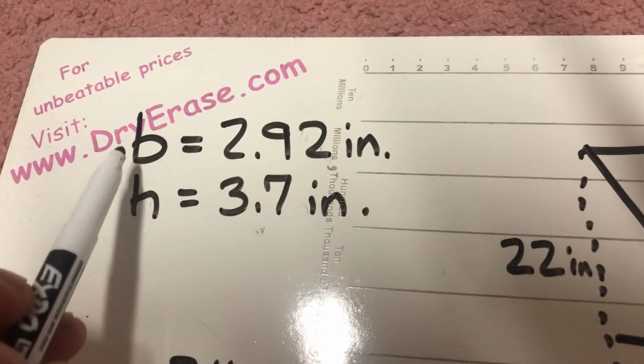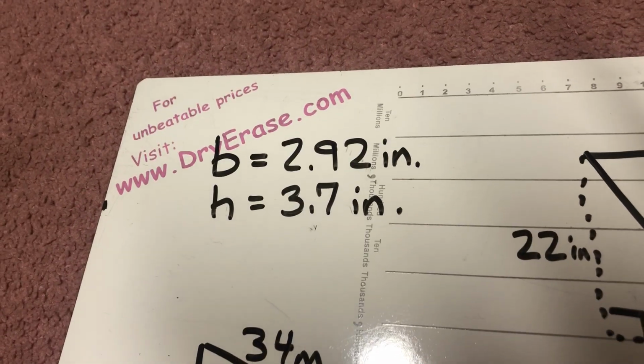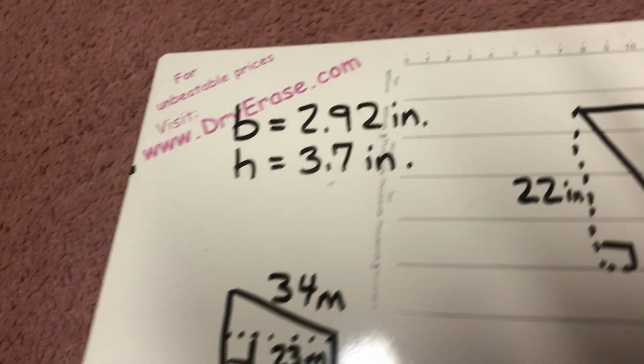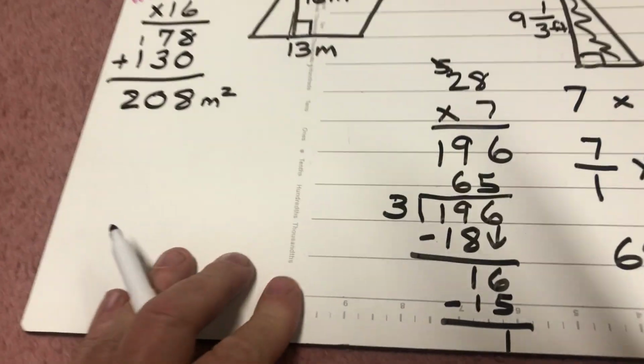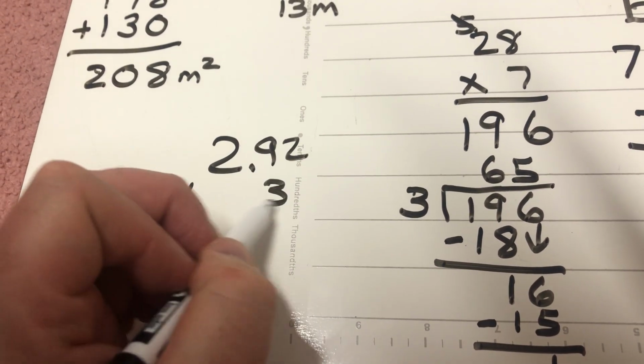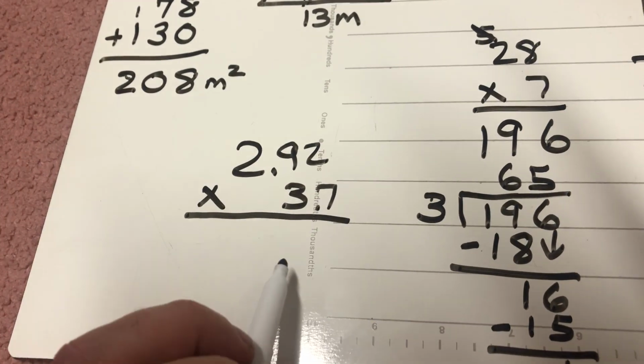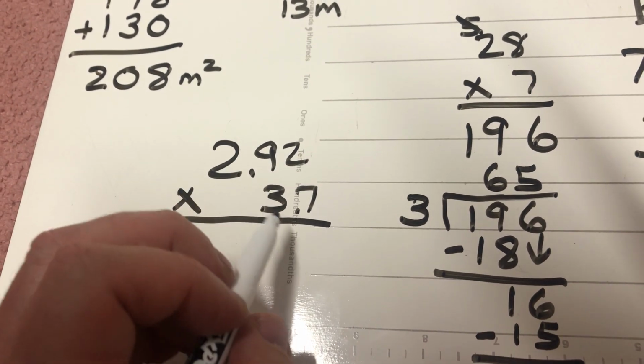A lot of the problems you get are simply just going to give you the measurements, base times height. Well, on this one, the base is 2.92 inches and the height is 3.7 inches. I apologize. I'm going to go ahead and come back to this board here. It's going to be 2.92 times 3.7. So I'm going to come over here and do 2 92 hundredths times 3 7/10. Remember, in multiplication of decimals, my decimals do not have to be lined up. I just have to remember the decimal rule at the end.